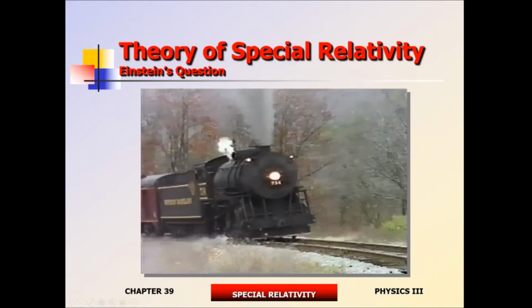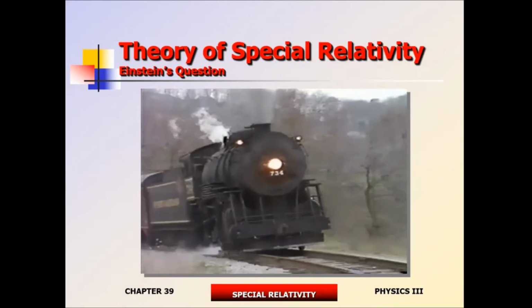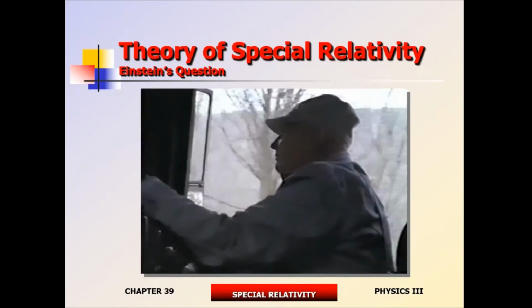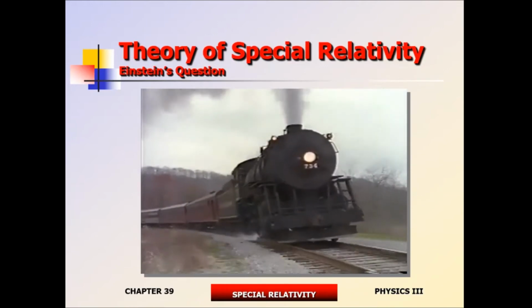In order to simplify the problem he sees with light, Einstein uses a series of thought experiments that take place only in his imagination, like a journey on a train.